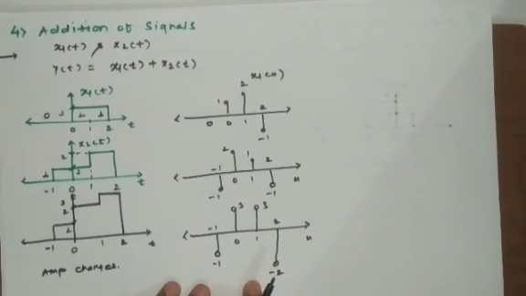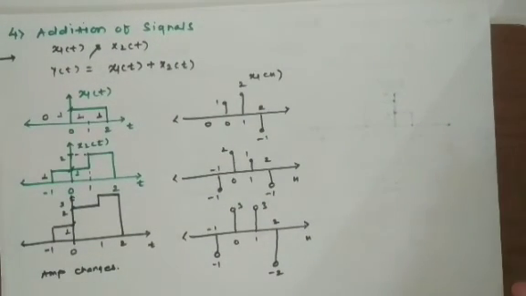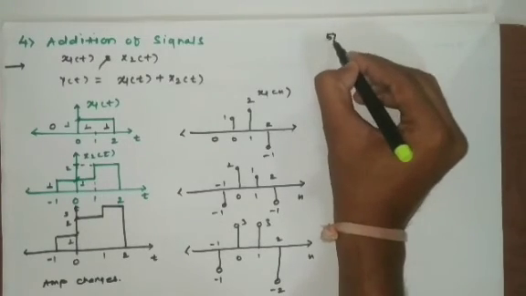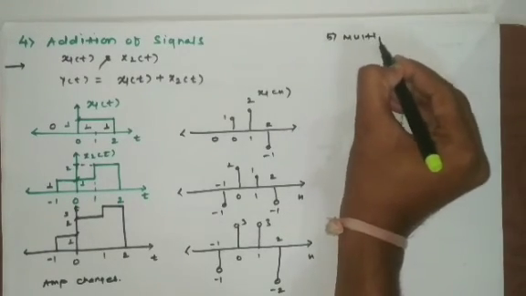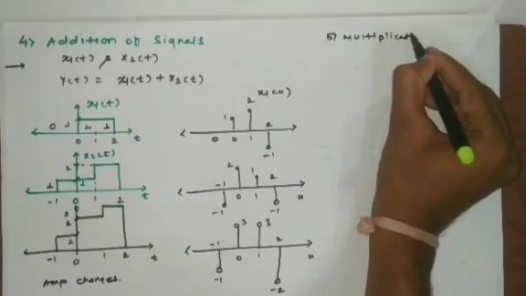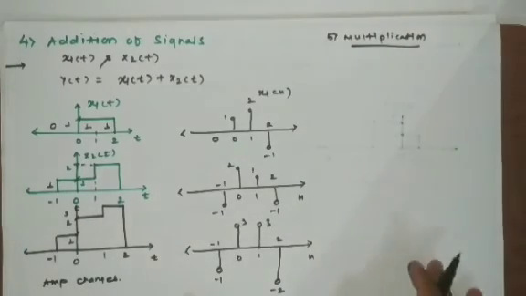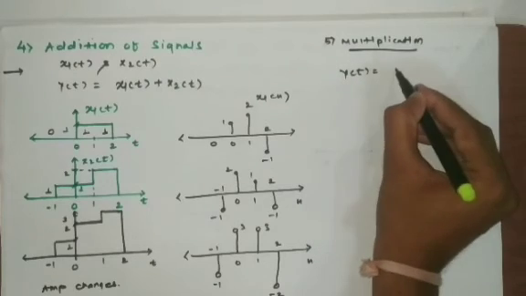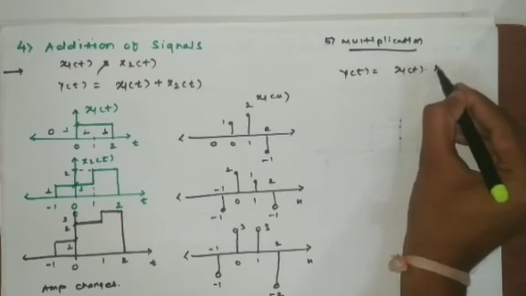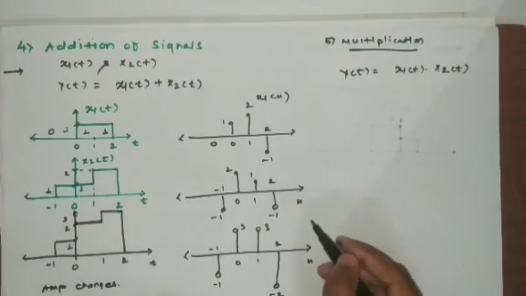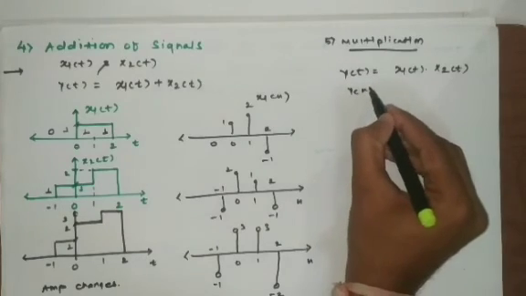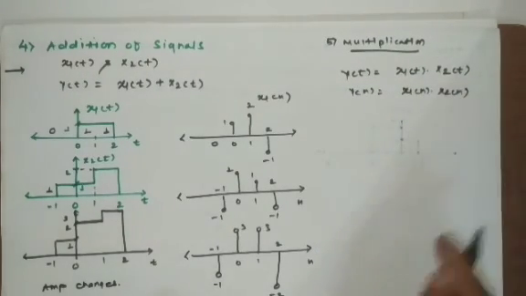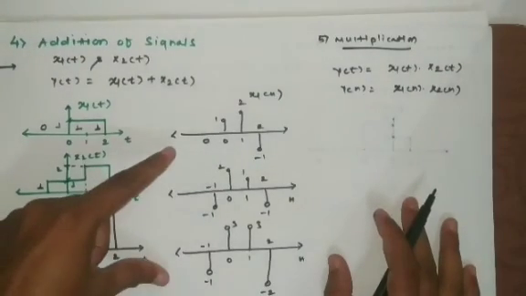Now if it is an addition of signal, similarly we can go for its respective part as multiplication. In case of addition, we have added the two signals. Now we have to multiply. Multiplication of only amplitudes. So we'll get y of t is equal to x1 of t into x2 of t, and for discrete, y of n as x1 of n into x2 of n. Now let us multiply. Same example.